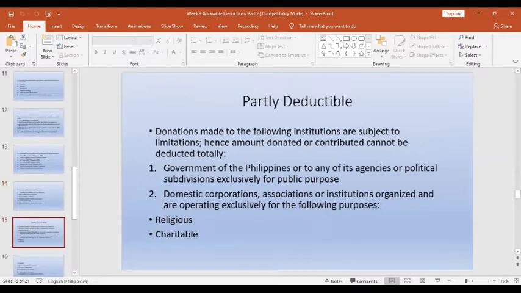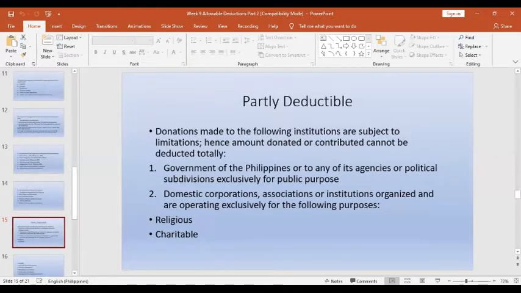So those are the charitable contributions which are fully deductible to the gross taxable income. And of course, we also have the charitable contributions which are partly deductible to the gross taxable income. These are the donations made to the following institutions that are subject to limitations. That's why it is partly deductible, which means the amount donated or contributed cannot be deducted totally.